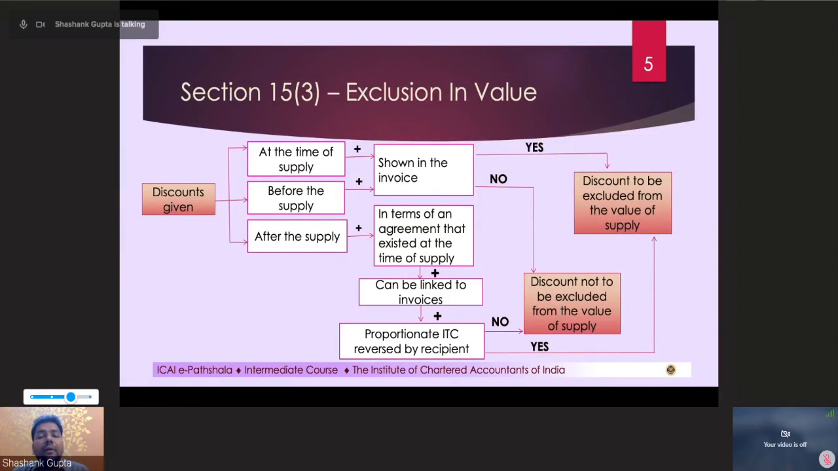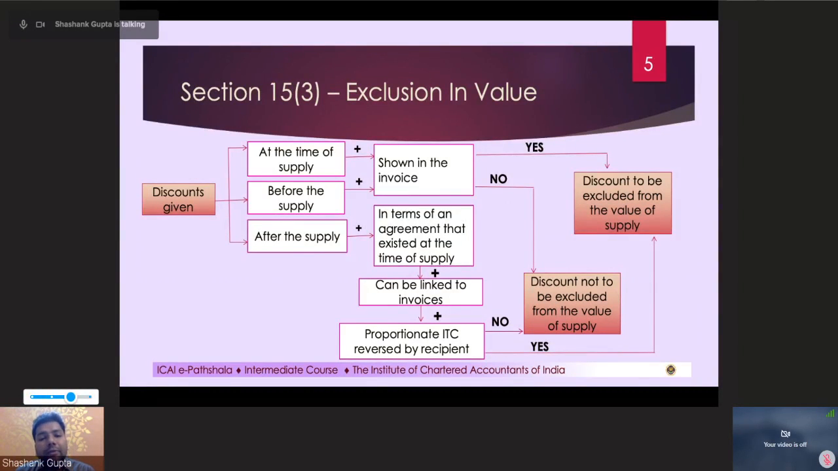Next, discounts. What happens to discounts? There may be multiple scenarios in case of discounts. So we have prepared a comprehensive chart for you, a ready reckoner chart for you.